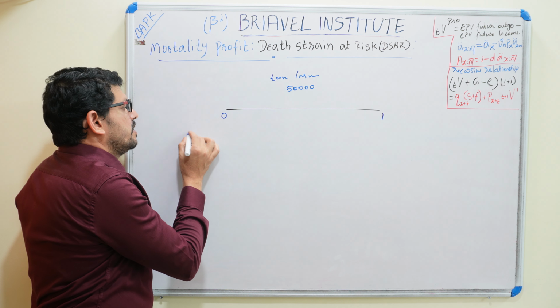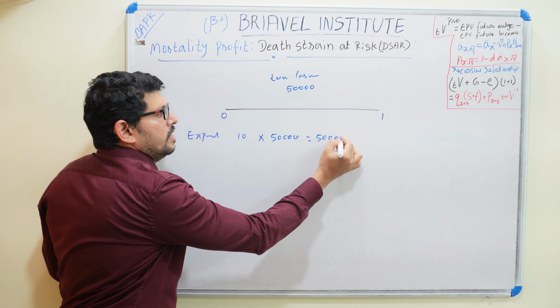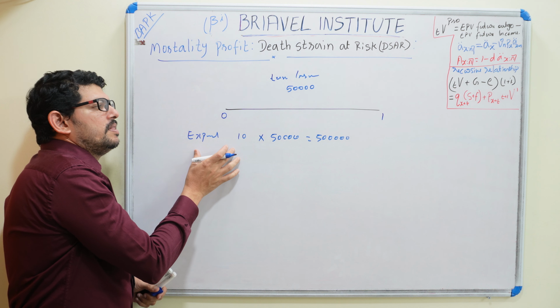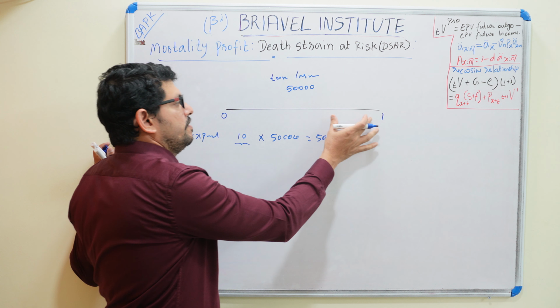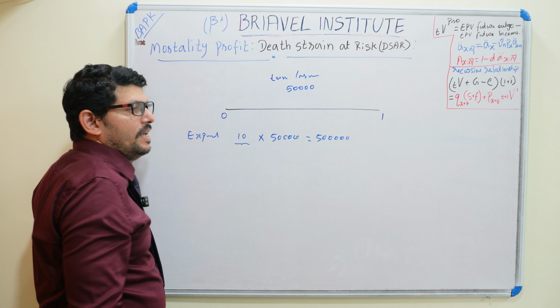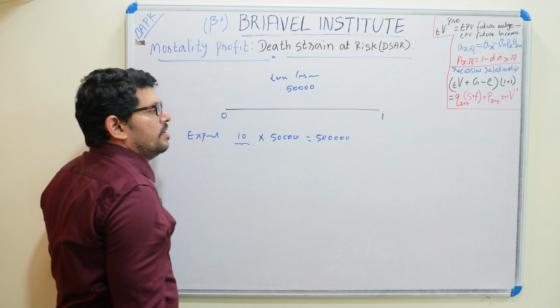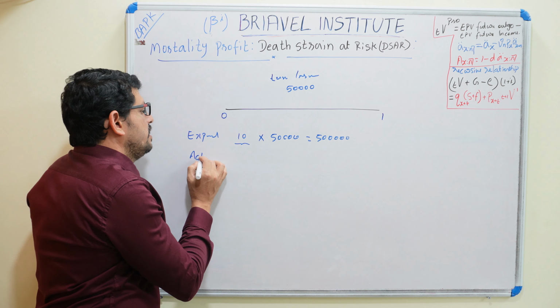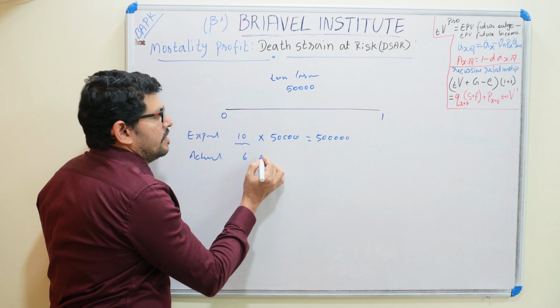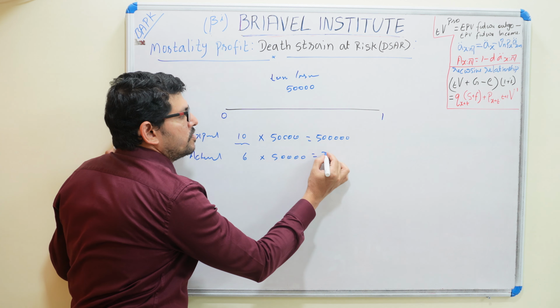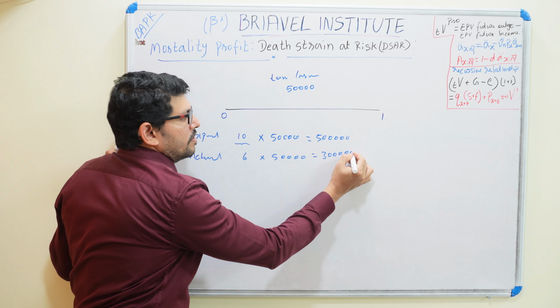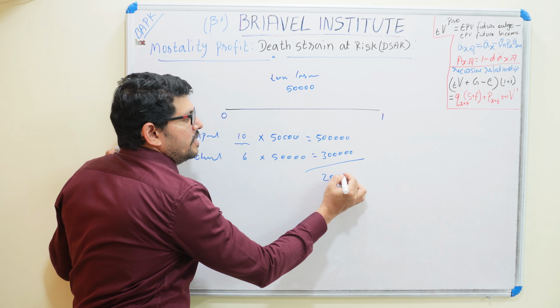So what must my cost be? My cost will be 500,000. This is calculated by expected death. Expected death comes from our mortality rate, but here I am assuming that in this 1 year it was 10. So my cost will be 500,000. My actual deaths in this year were 6. So what is my cost? Actual cost was 300,000. So my profit is 200,000.